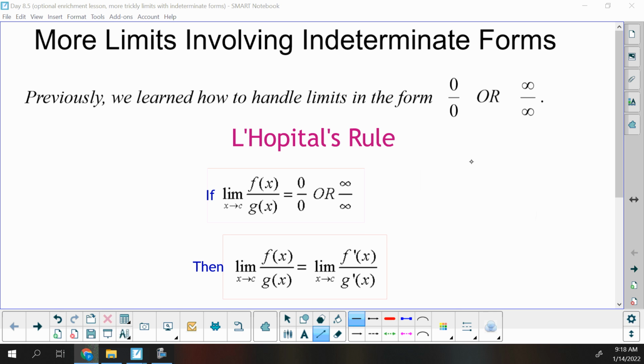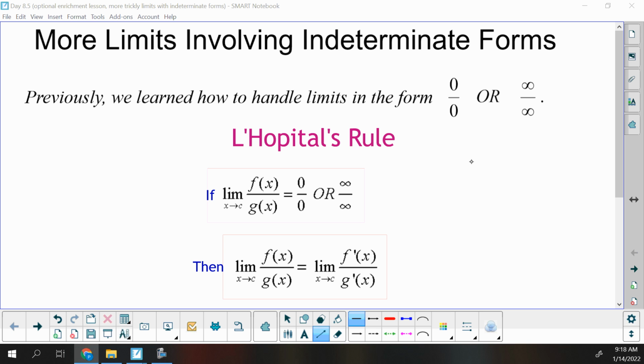So today's lesson is an in-between lesson. We're going to look at some more indeterminate forms of L'Hopital's rule. So there's not a new homework assignment. The day 8 homework assignment is just due next class. So you basically had 2 nights to work on that assignment.